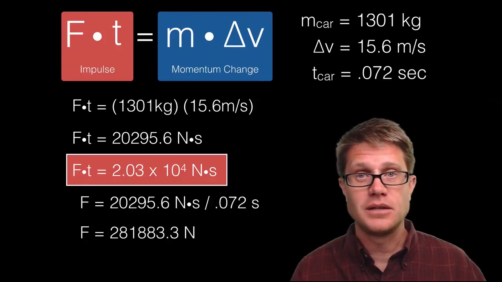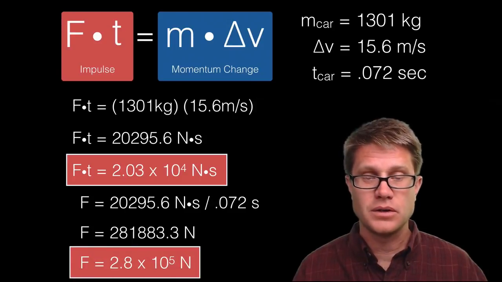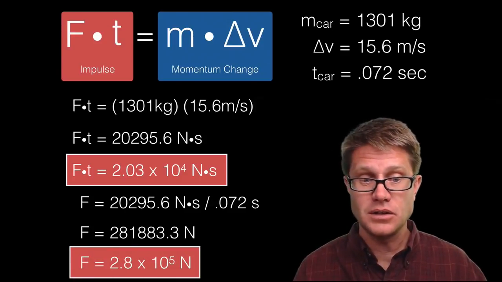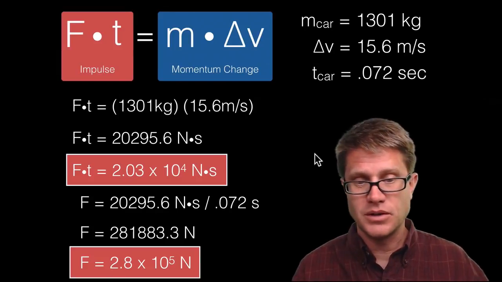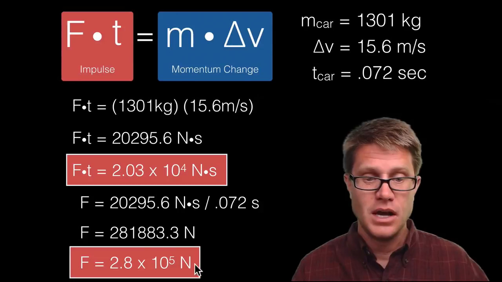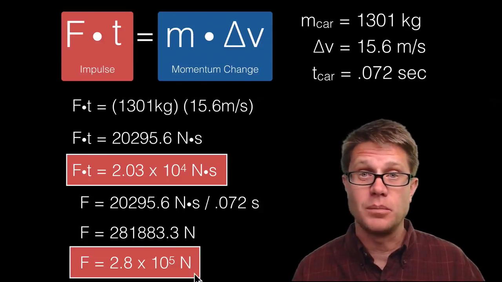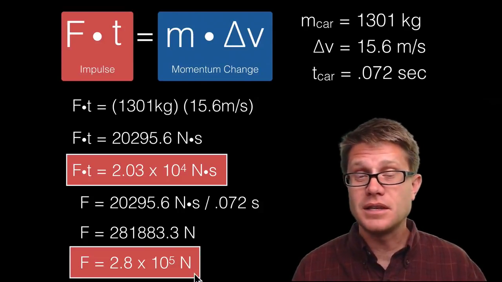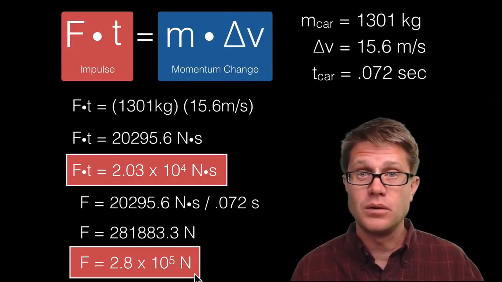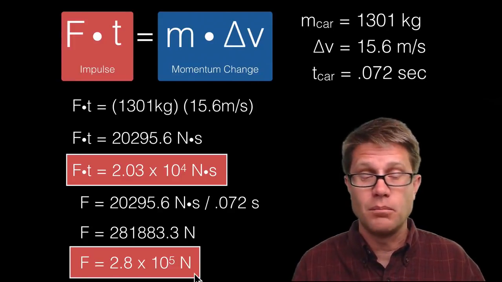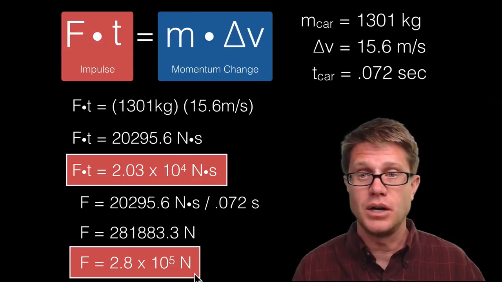And then, again, too many significant digits, I can figure out my force, which is only going to have 2 significant digits. And so it's going to be 2.8 times 10 to the 5th newtons. Why is that? Because 0.072 only has 2 significant digits. And so that's a massive force that's being applied to that car. But since the time is greater than it would be with an old car, it's actually going to be a much smaller force you would experience in a new age car.